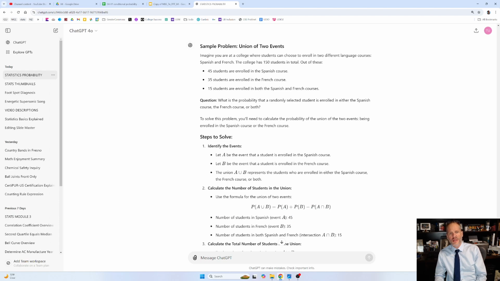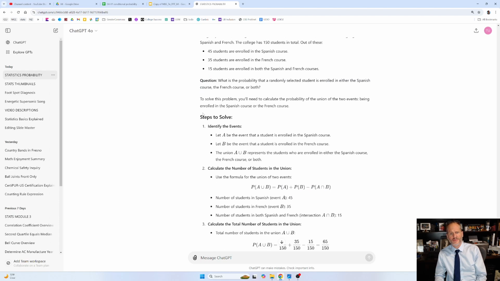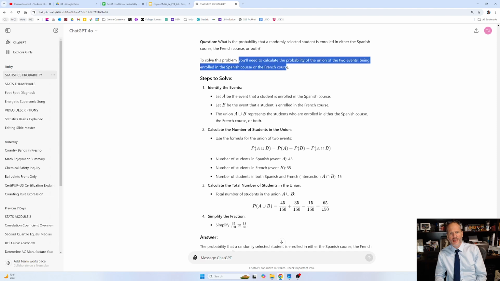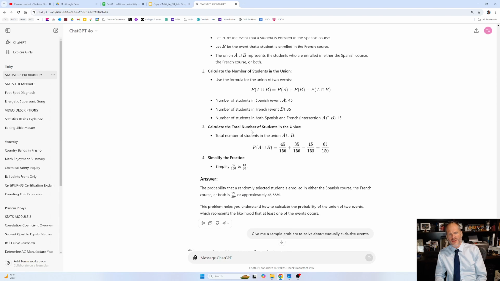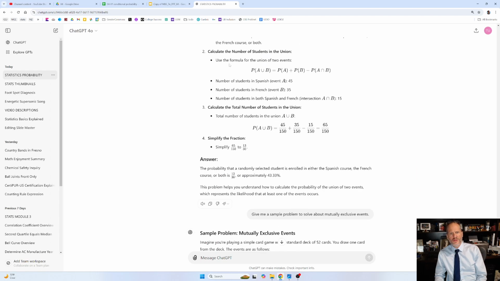But let's read through this and see how ChatGPT explains it. To solve this problem, you'll need to calculate the probability of the union of the two events, being enrolled in the Spanish course or the French course, right? Let A be the event students in Spanish, B be the event that they're in French. We're going to do A union B, which represents students who are enrolled in either Spanish, French, or both. Calculate the number of students in the union. Use the formula for the union of the two events, A plus B minus the intersection of A and B.